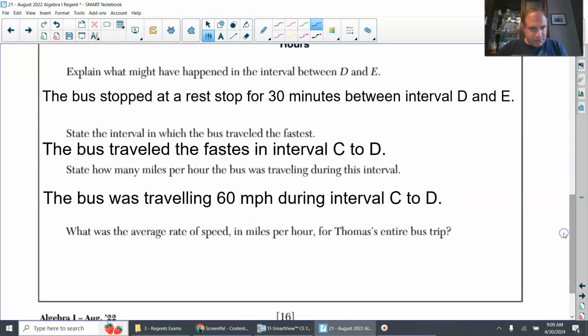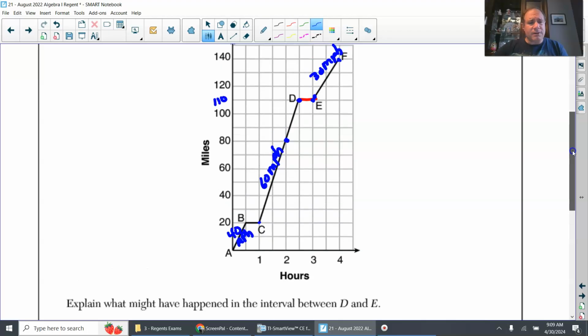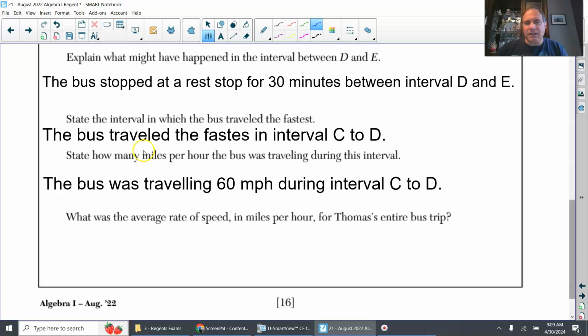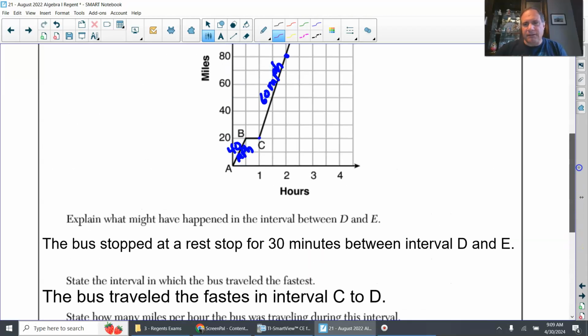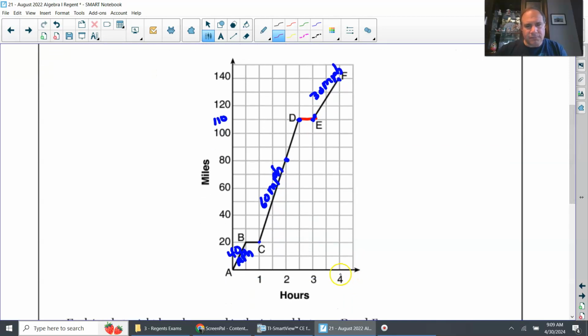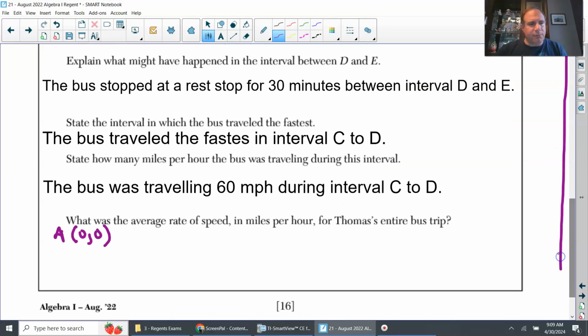What's the average rate of speed in miles per hour for the entire trip? Nice and easy question, right? So the entire trip, A starts at 0, 0. So you put down that right there, that A is 0, 0. Looking at the last part of the trip, which is F, that's 4 for the x, and 140.